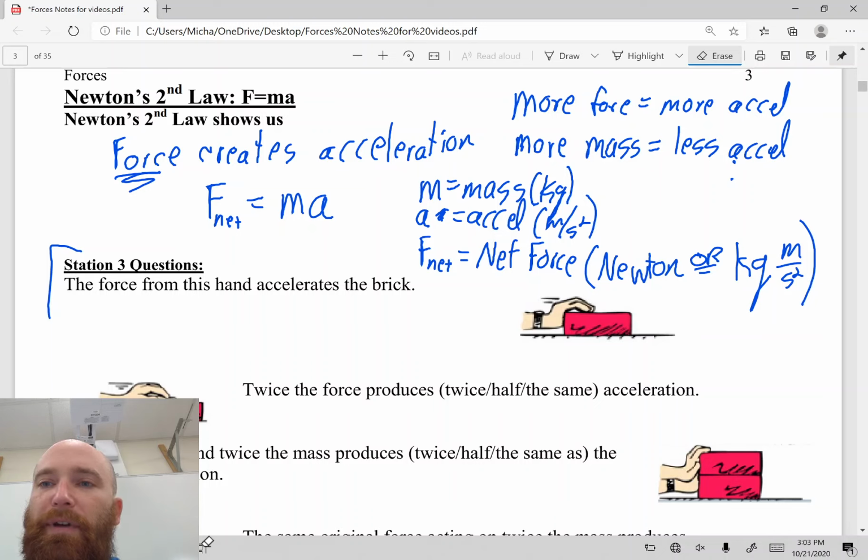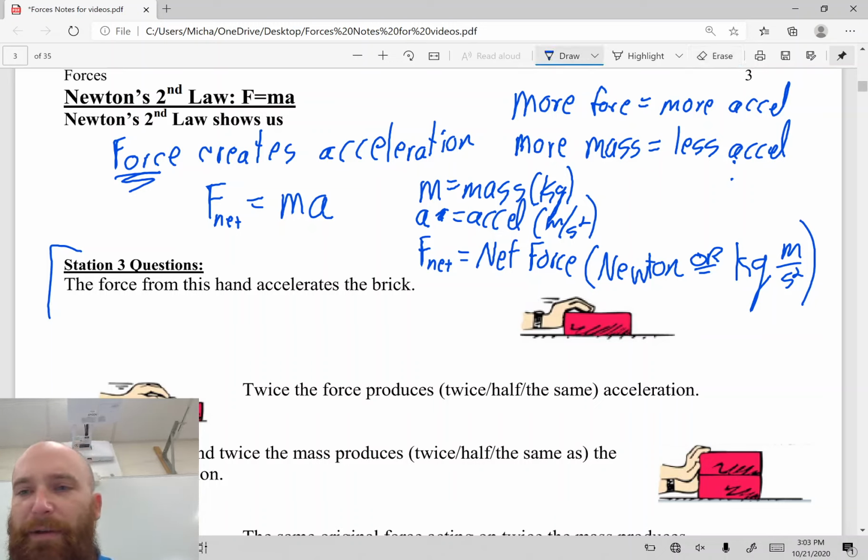Now, at some point, physicists, the people who came after and studied this, found that kilogram meter per second squared is an annoying thing to say, to write, and to type. They didn't have computers back then. So rather than calling it a kilogram meter per second squared every time, let's just call it a Newton, and that's it.